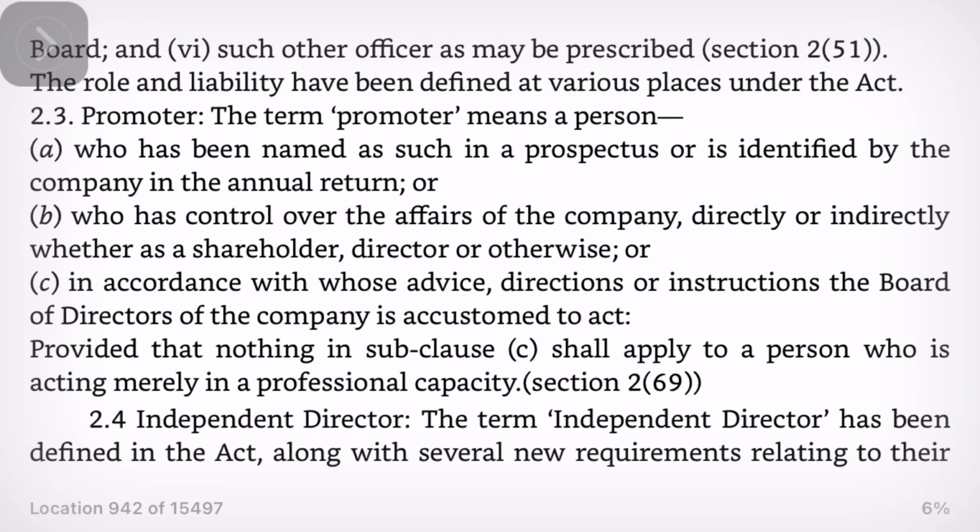who has control over the affairs of the company, directly or indirectly, whether as a shareholder, director or otherwise, or C. in accordance with whose advice, directions or instructions the board of directors of the company is accustomed to act, provided that nothing in subclause C. shall apply to a person who is acting merely in a professional capacity. Section 2(69). 2.4 Independent Director.